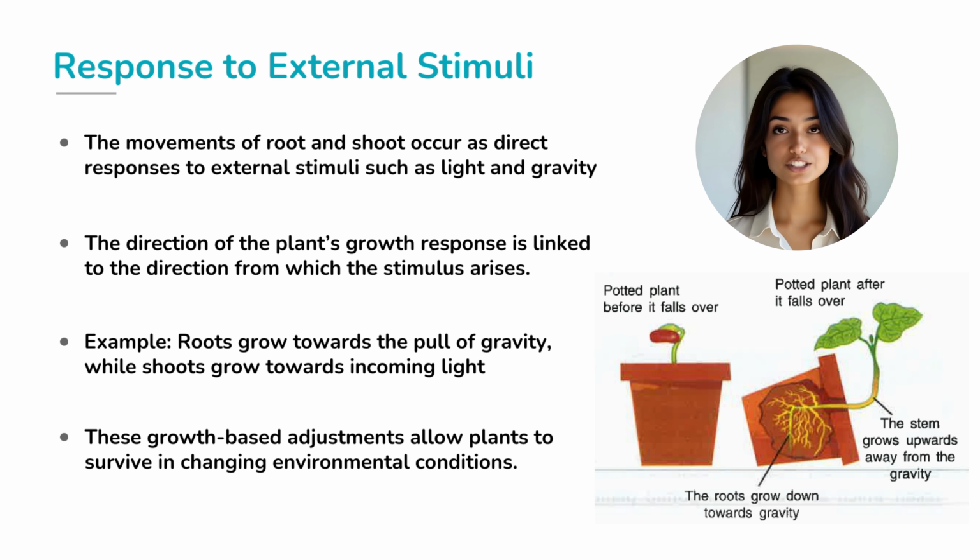Now, how do plants decide where to grow? Their movements are guided by external stimuli. A stimulus is any environmental factor, like light, gravity, or water, that influences growth. The fascinating part is that the direction of the plant's response always relates to the direction of the stimulus. For example, roots grow downward responding to gravity, while shoots move upward responding to light.